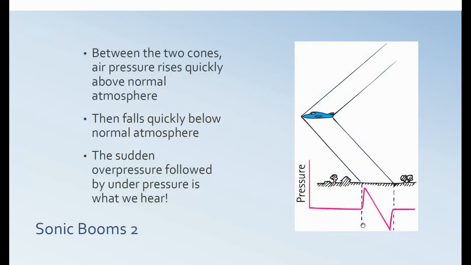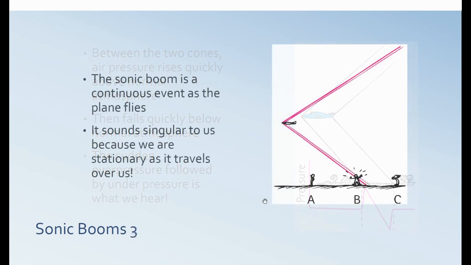Between these two cones that are created at the front and the back of the plane, the air pressure is going to rise very quickly above normal and then fall very quickly below normal atmosphere as the plane passes. And this sudden overpressure followed by that under pressure is what we hear as a sonic boom. And the sonic boom is a continuous event as the plane flies.